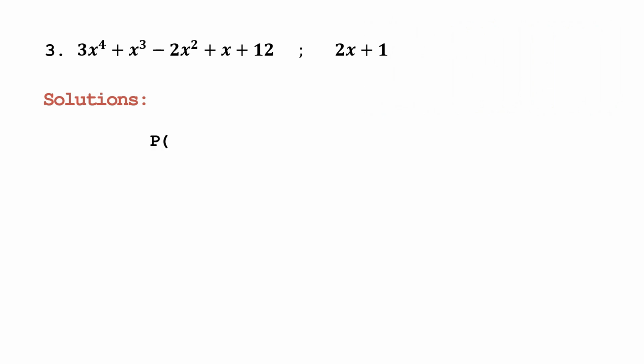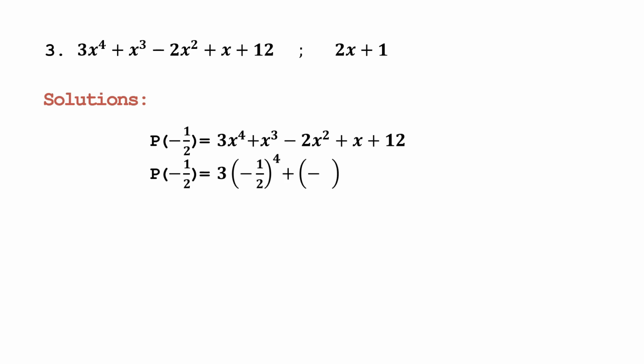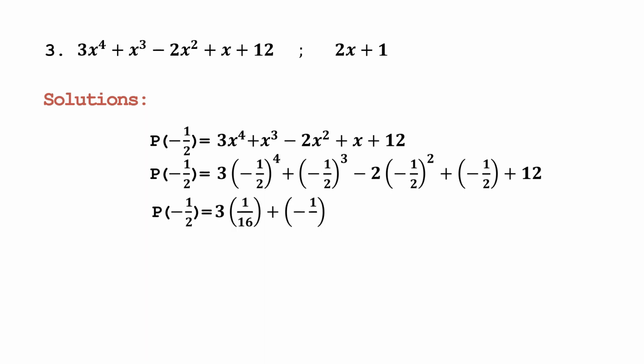So we will be substituting negative 1/2 to our polynomial function. So we have 3 times negative 1/2 raised to 4 plus negative 1/2 raised to 3 minus 2 times negative 1/2 raised to 2 plus negative 1/2 plus 12. And then we simplify those numbers with exponents. So let us simplify this one.